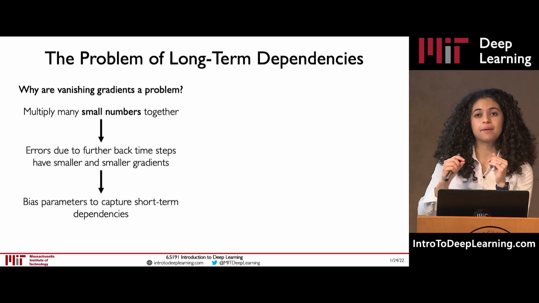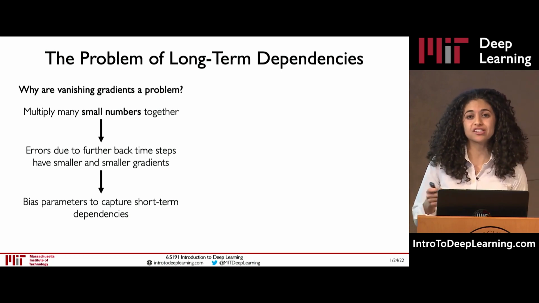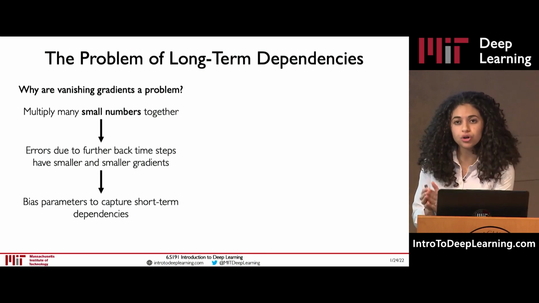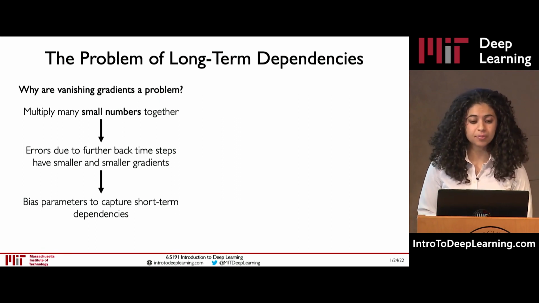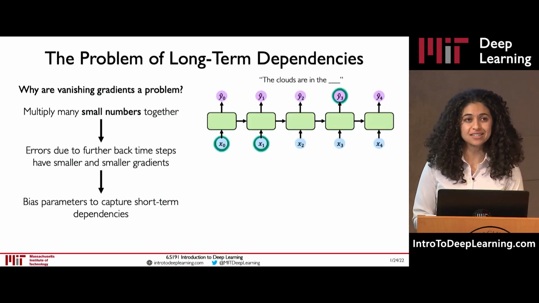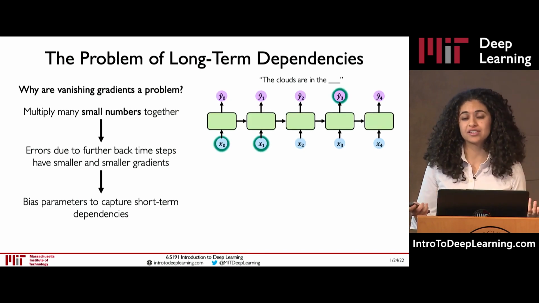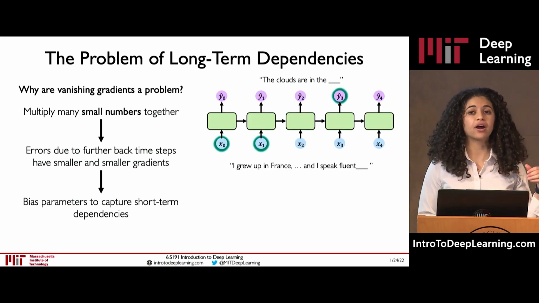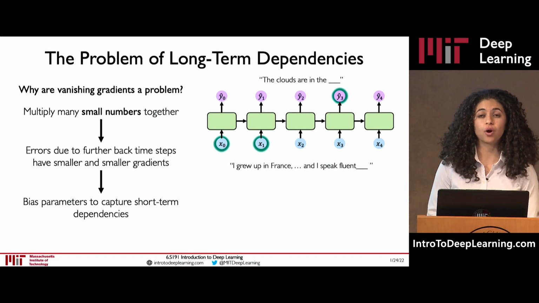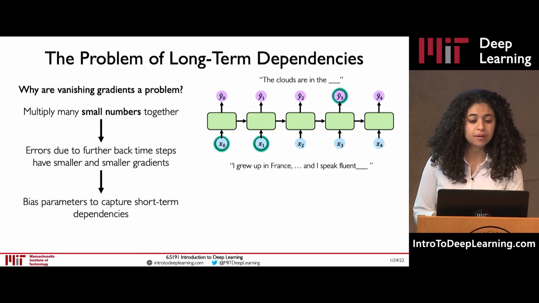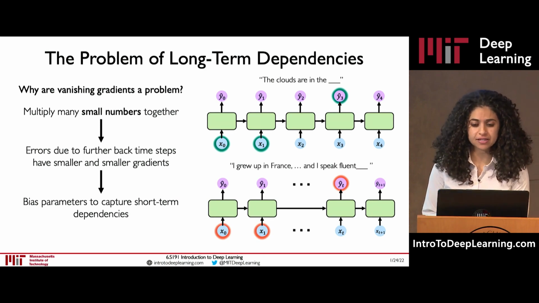Because we are multiplying many, many small numbers together, what this effectively biases the model to do is to preferentially focus on short-term dependencies and ignore the long-term dependencies that may exist. And while this may be okay for simple sentences like "the clouds are in the blank," it really breaks down in longer sentences or longer sequences where information from earlier on in the sequence is very important for making a prediction later on, in the case of this example here. So how can we alleviate this?